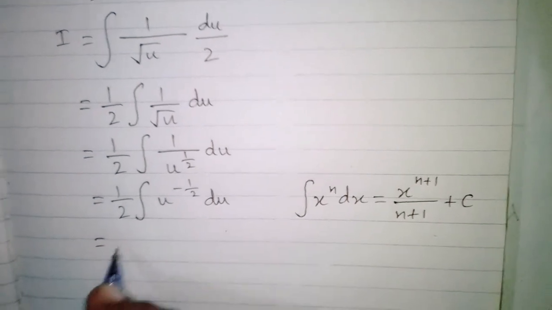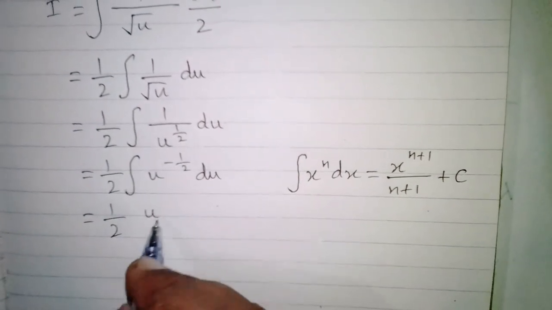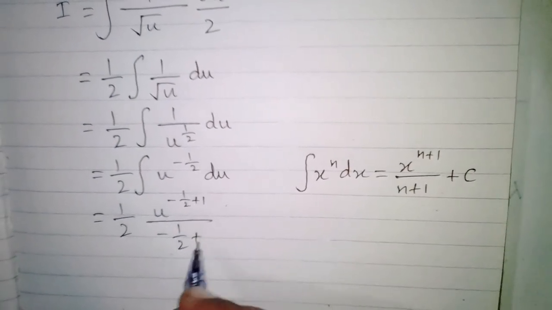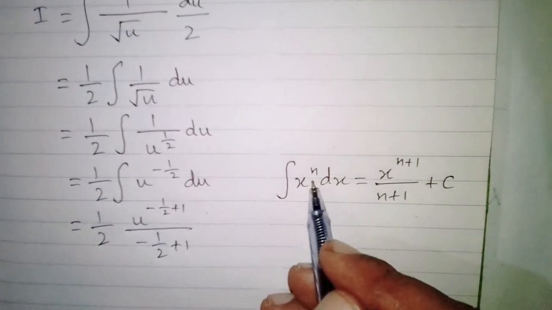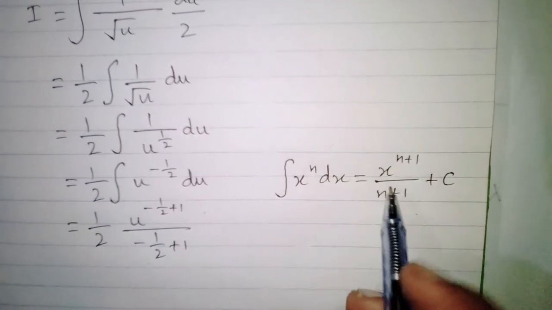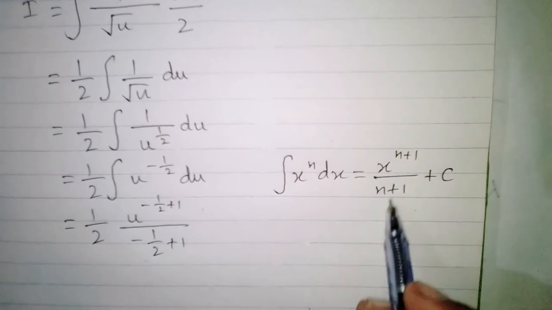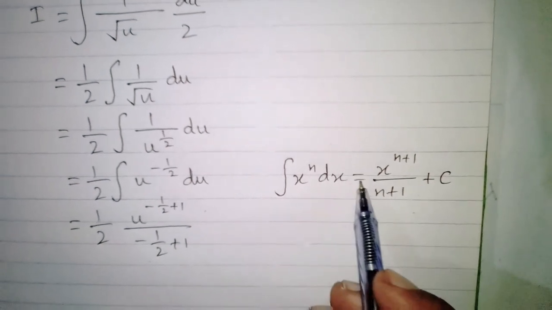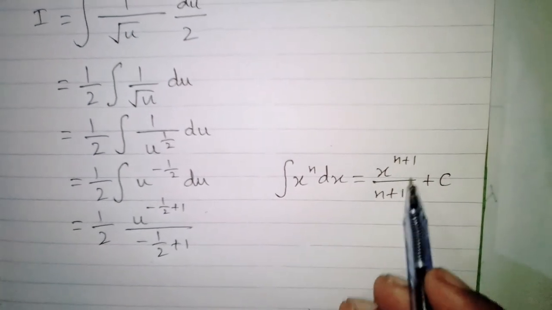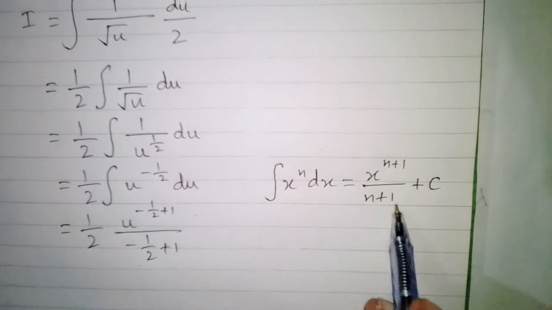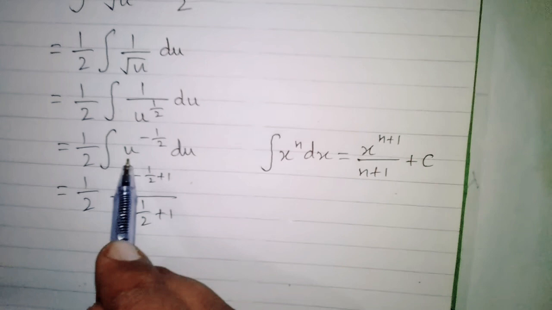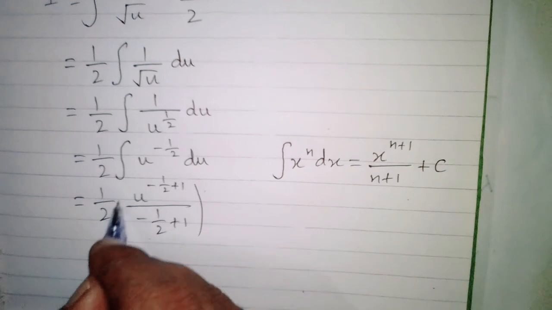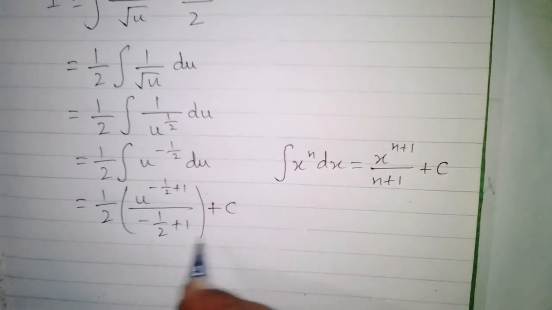So first we will write 1 upon 2, then u to the power minus half plus 1 upon minus half plus 1, because if we have x to the power n, then after integrating we have x to the power n plus 1 upon n plus 1. That means that we raise the power by 1 and also divide by this new power. So now we have u to the power minus half plus 1 upon minus half plus 1 plus c, where c is the constant.